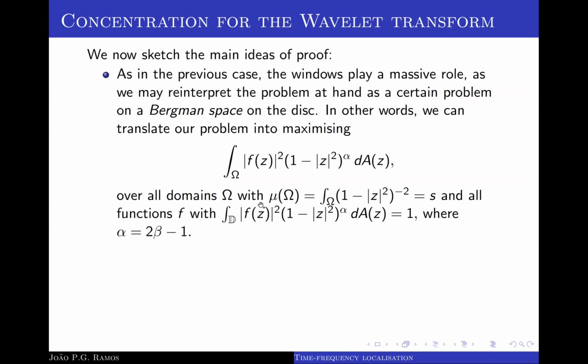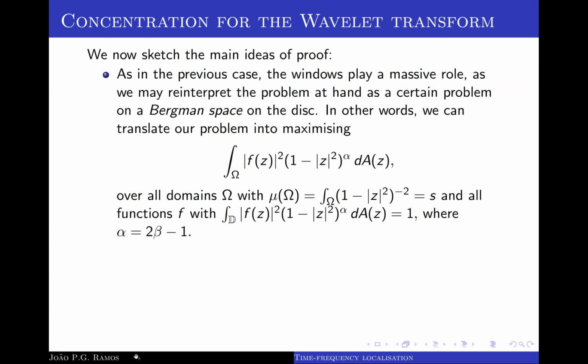And yeah, so then we just have to, by translating from one context to the next, optimize this quantity, so this integral over omega for f on the Bergman space, if you know that the hyperbolic measure of the set omega is fixed to be s, and f is an arbitrary function in the Bergman space. So we got our first parallel.